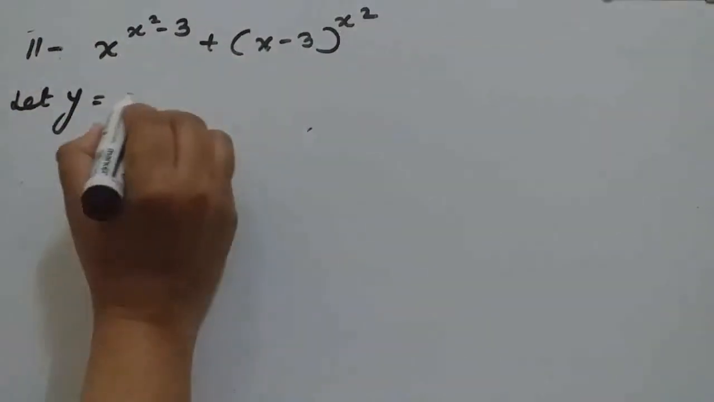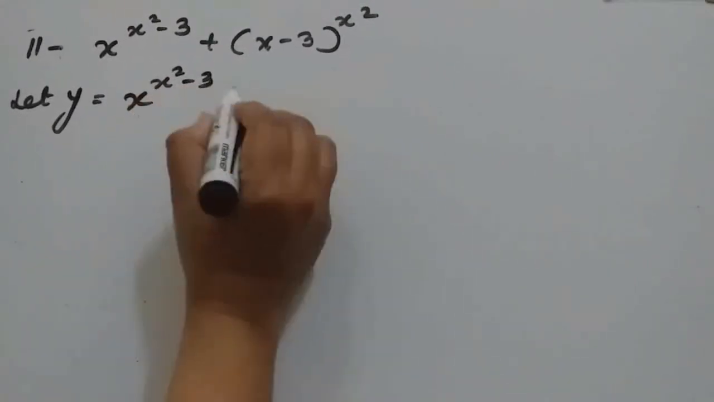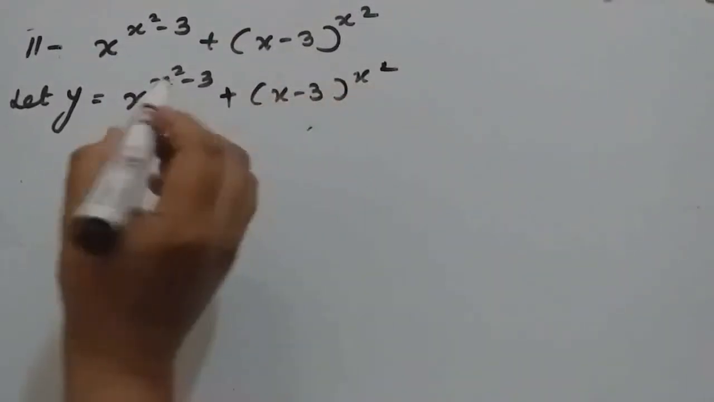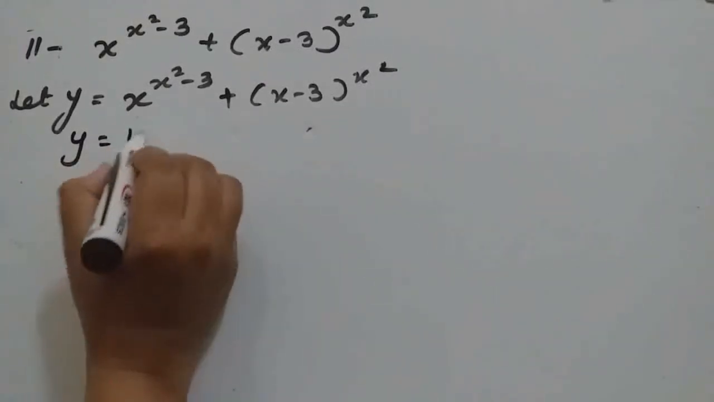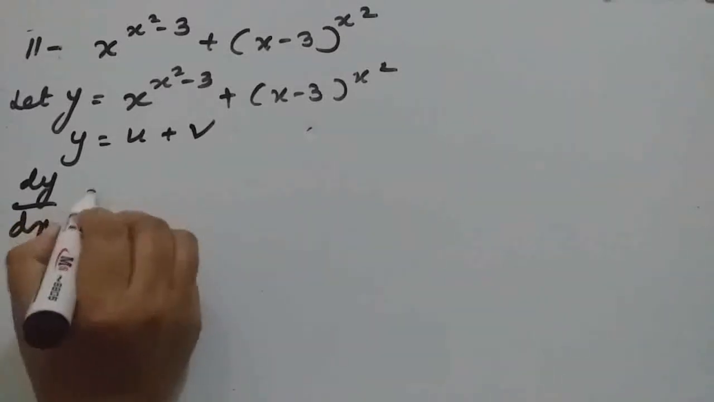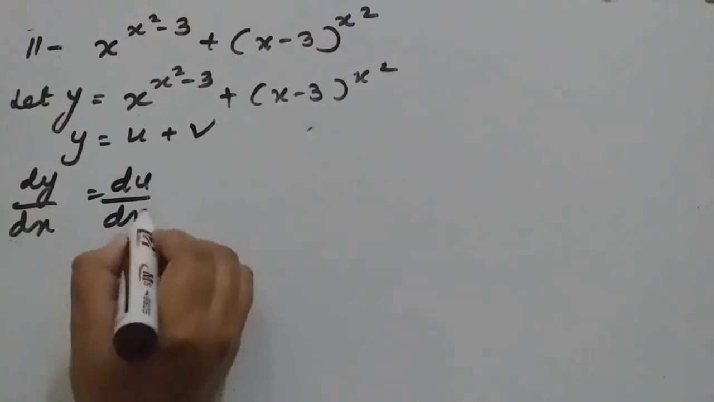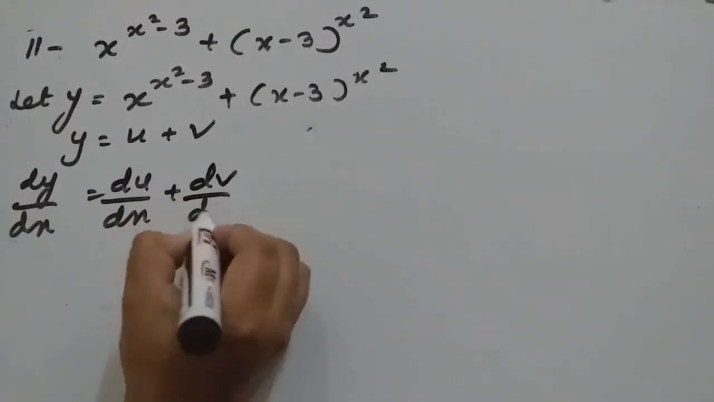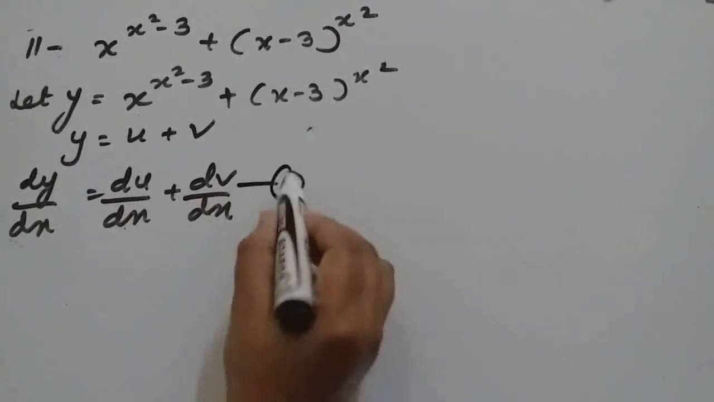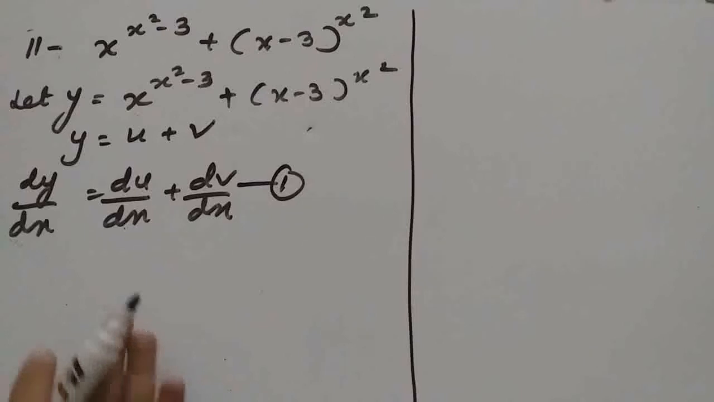Let y is equal to x power x square minus 3 plus x minus 3 power x square. So this is suppose u and this one is v. So dy by dx will be du by dx plus dv by dx. Now we will find du by dx separately, dv by dx separately, and we will substitute in this equation.